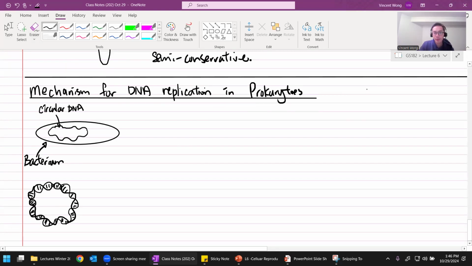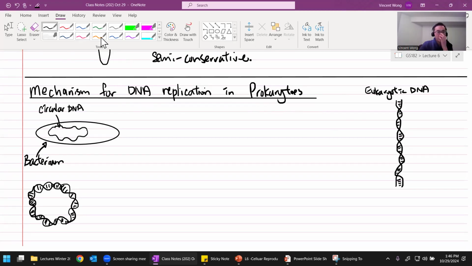Our DNA is not like that. Our DNA, eukaryotic DNA, is linear. It doesn't loop back on itself. And that actually creates a bit of a problem for us when we try to copy the DNA, okay? Now, in addition to the circular DNA, they also have additional small round DNA, rings of DNA.